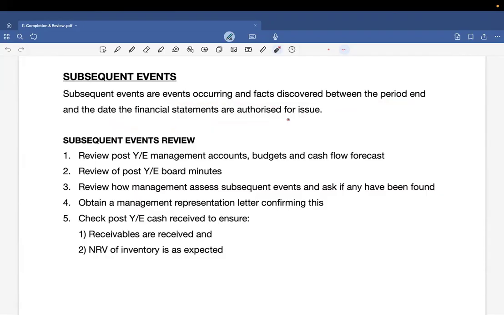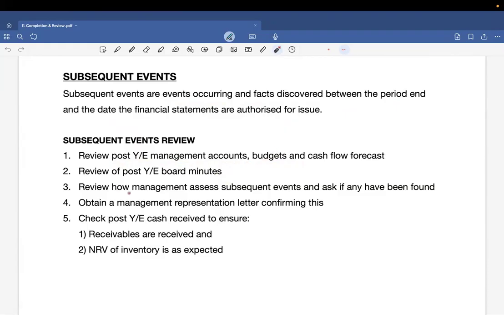So there should be a subsequent events review from our part as an auditor. What are we going to do? We are going to do a post year end management accounts audit. We're going to review the budget, the cash flow forecast, etc. Secondly, we are going to review the year end board minutes. And when we are auditing a client and they have an AGM, they're going to call us in order to sit in the meeting, right? That is a normal thing that happens.